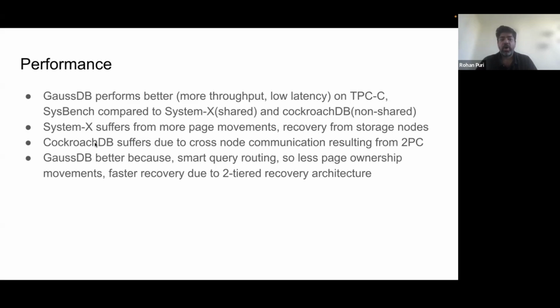And compared to CockroachDB, the main point is the cross node communication. Because it is shared nothing, the cross node communication happens with the two-phase commit protocol, and they say that that is expensive. So yeah, because of smart query routing, they have fewer page ownership movements and they have faster recovery. So this is their claim, that these design principles were able to get them better performance compared to these two systems.